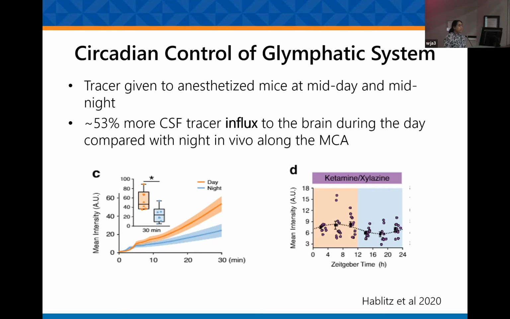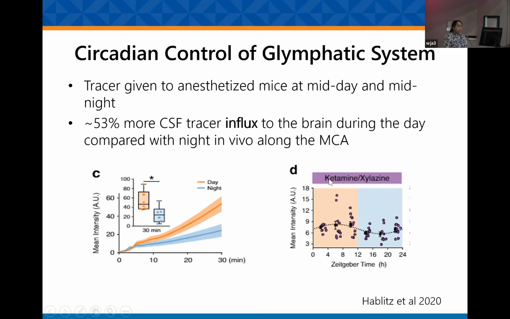In this case, they gave tracer to anesthetized mice at midday and midnight. And one thing you should remember in terms of timing is that mice are nocturnal. So they sleep during the day and they're awake at night. And they found that 53% more CSF tracer influx went to the brain during the day compared with night in vivo along the middle cerebral artery.